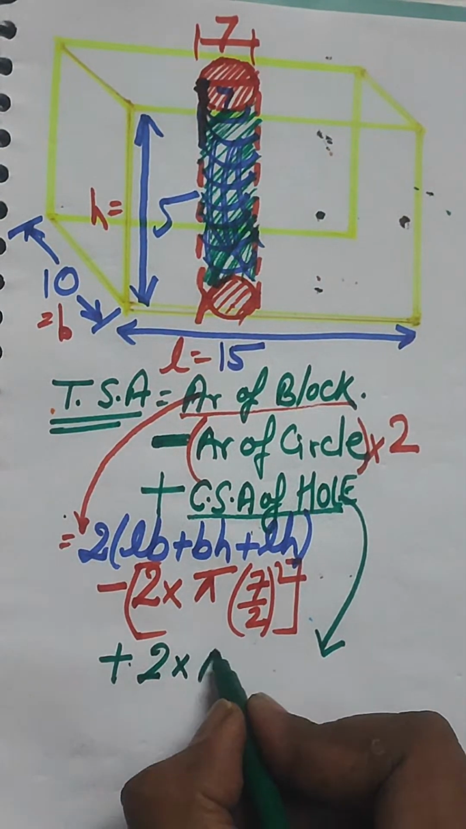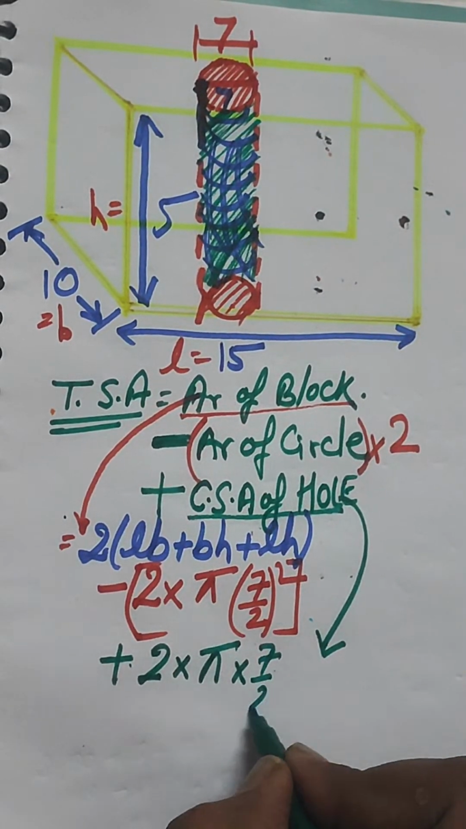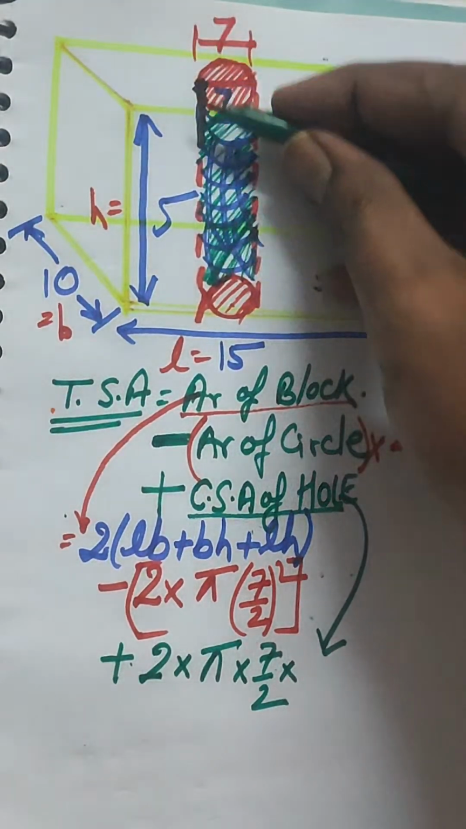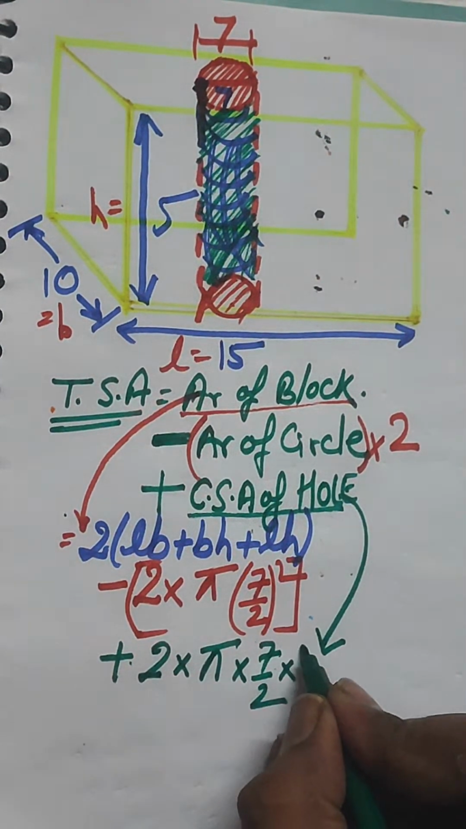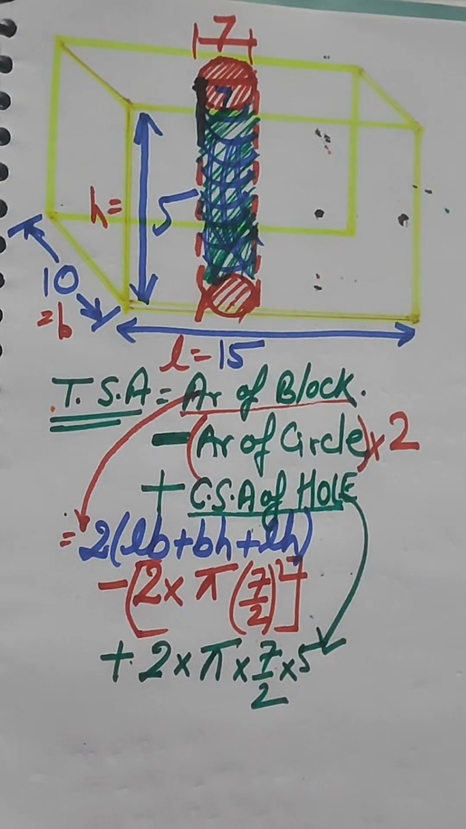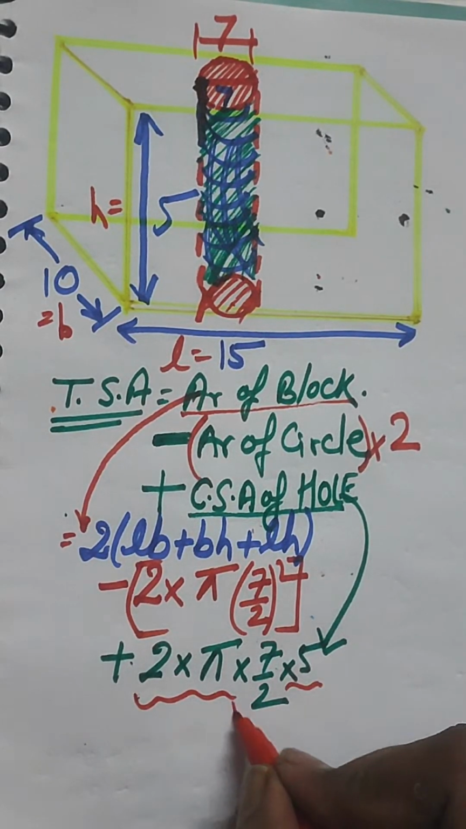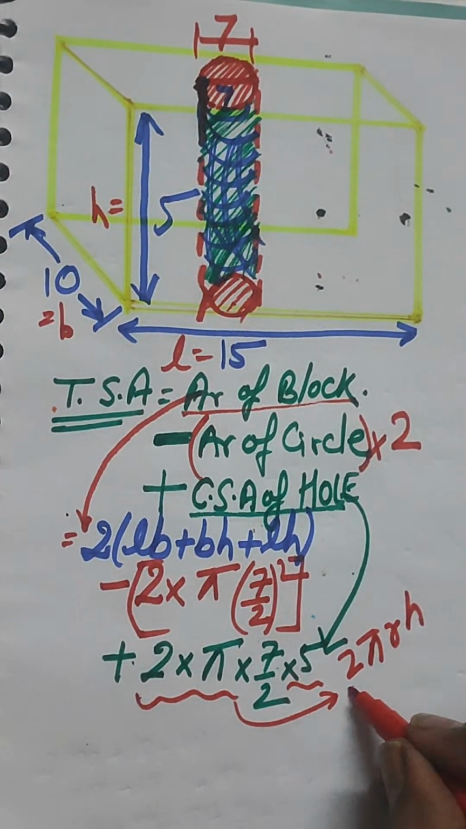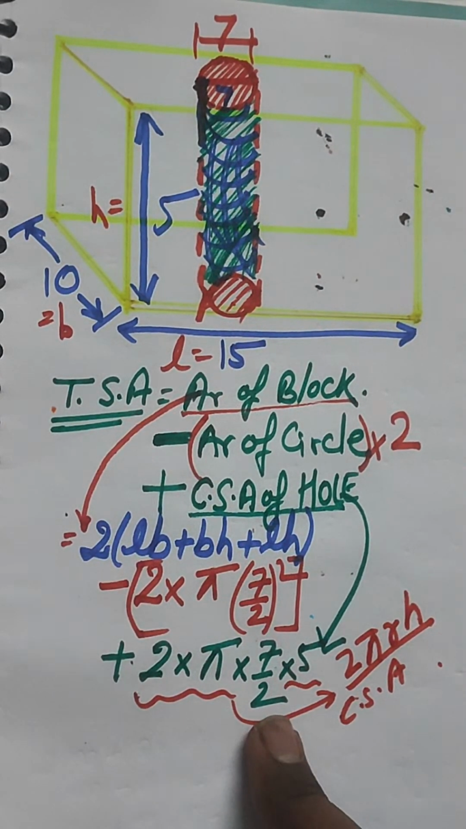That's why 2 pi r h is the curved surface area of a cylindrical hole. So 2 into pi into r. What is r? r is nothing but 7 by 2, because 7 is the diameter given to you, into h. The height is the same as the height of this block, so this will be 5. Just solve it to get your answer. This is nothing but 2 pi r h, the CSA of the cylinder, which is added.